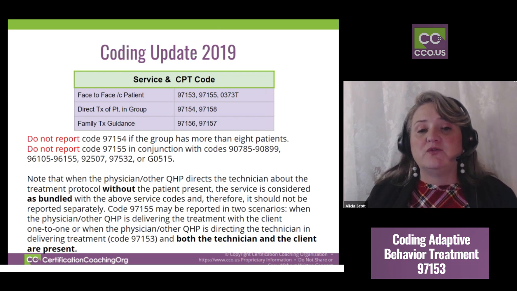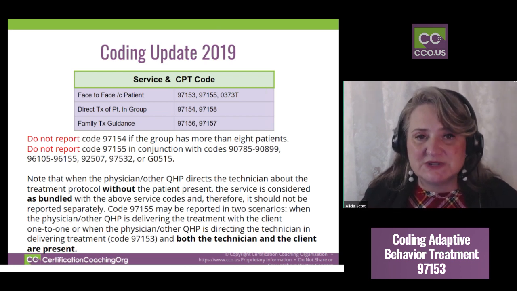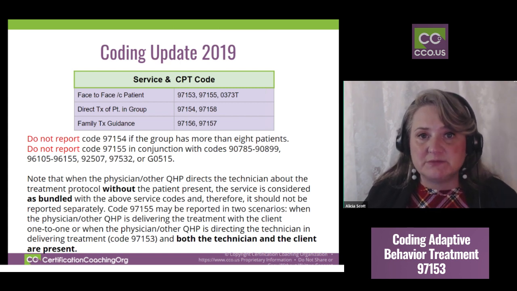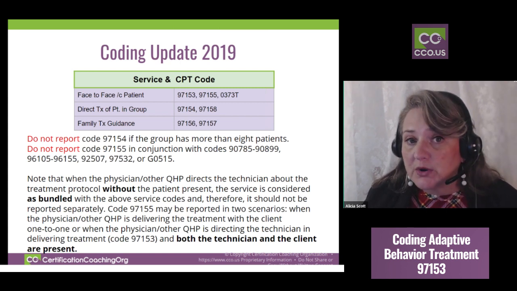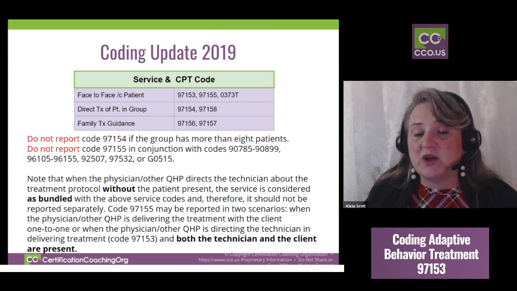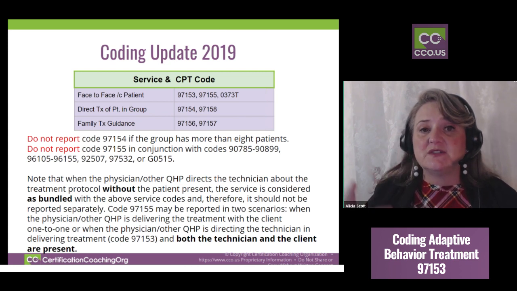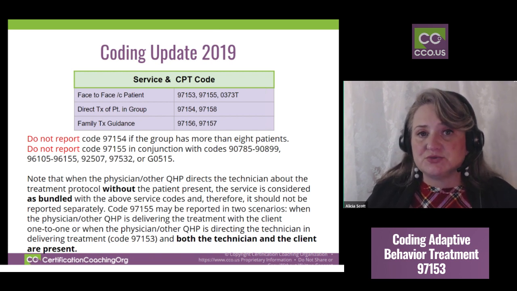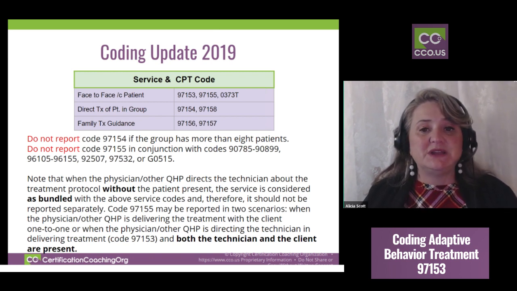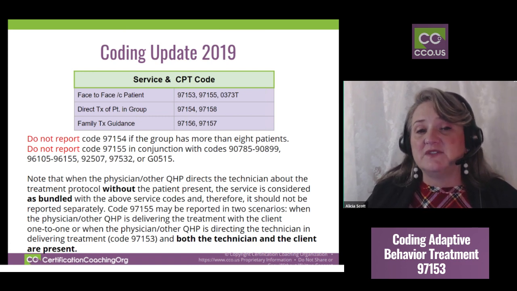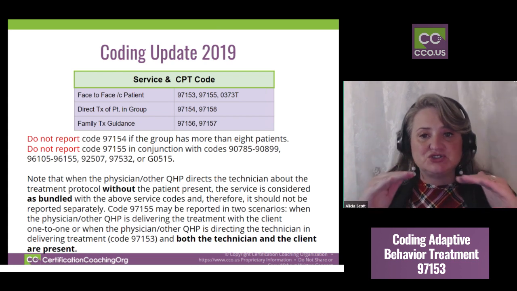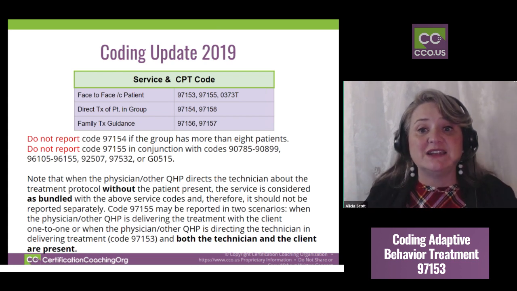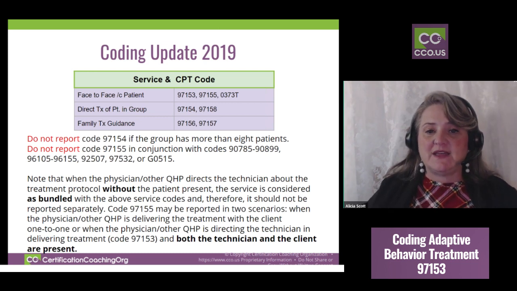And/or. Now, if you're direct treatment, that's what TX stands for, of the patient, PT is patient, in a group, then it's 97154 and 97158. Those are the two codes that allow you to do a group treatment. If it's family treatment and guidance, then it's going to be 97156 and 97157. So hopefully this shows you how the codes are divided up. All right, that's good to know.